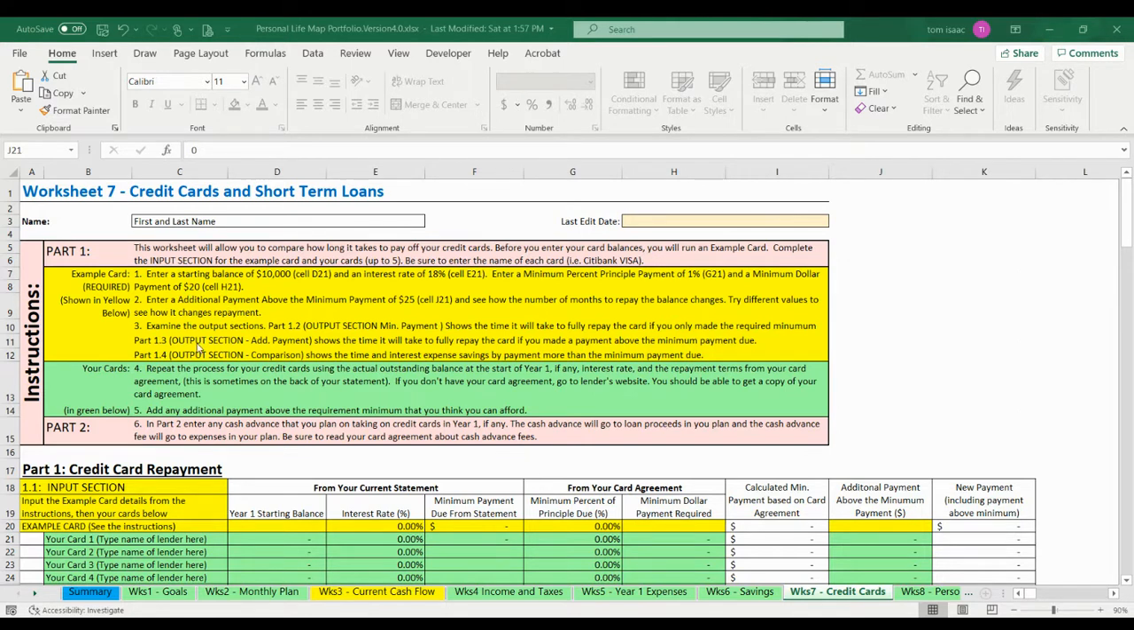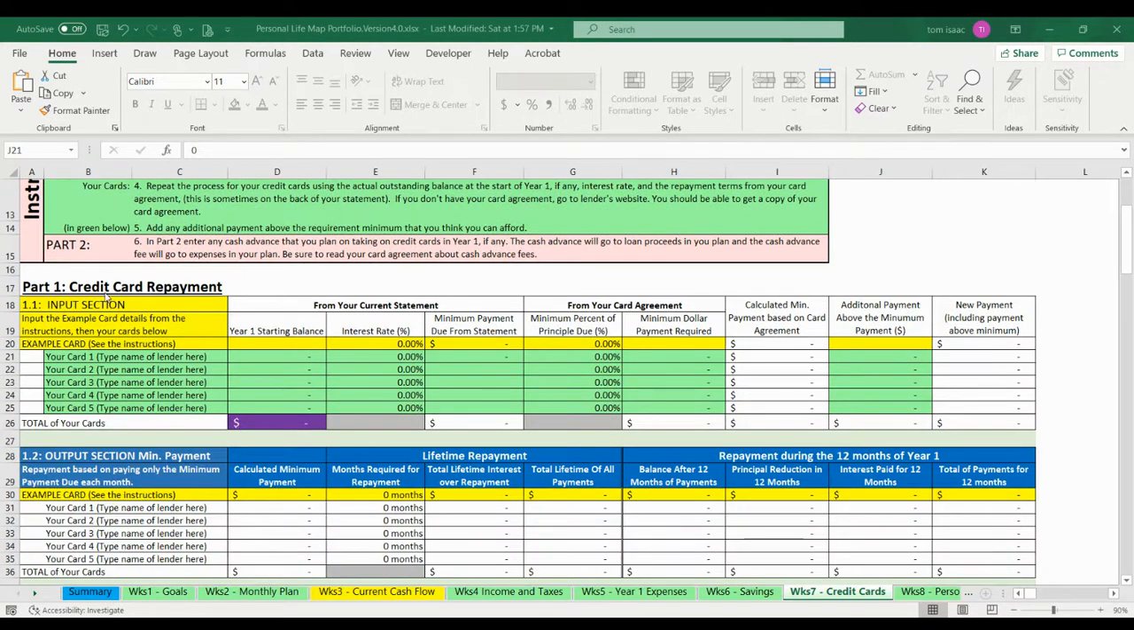In the first part, this is where you're going to enter information about your credit cards. The first line in here, shown in yellow, is an example card. This does not translate through to your summary worksheet. This is just for practice. The next 5 lines, where it says your cards number 1 through 5, are for you to enter any existing credit cards that you have at the beginning of year 1.